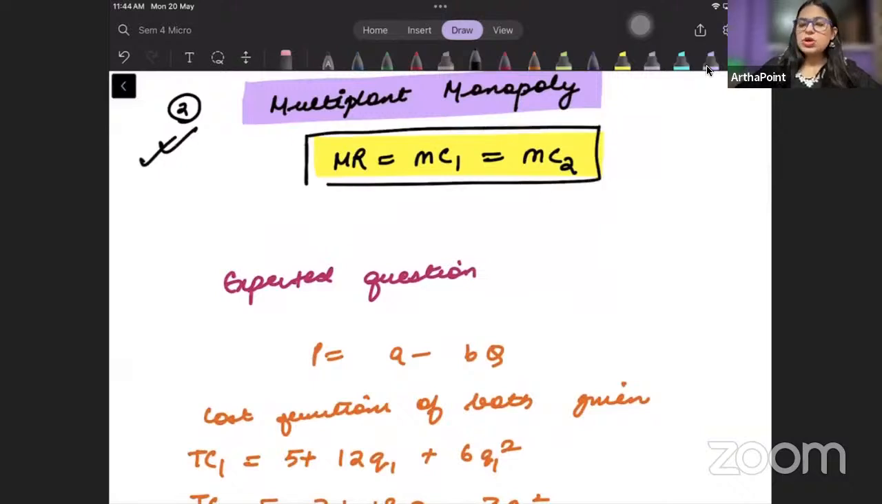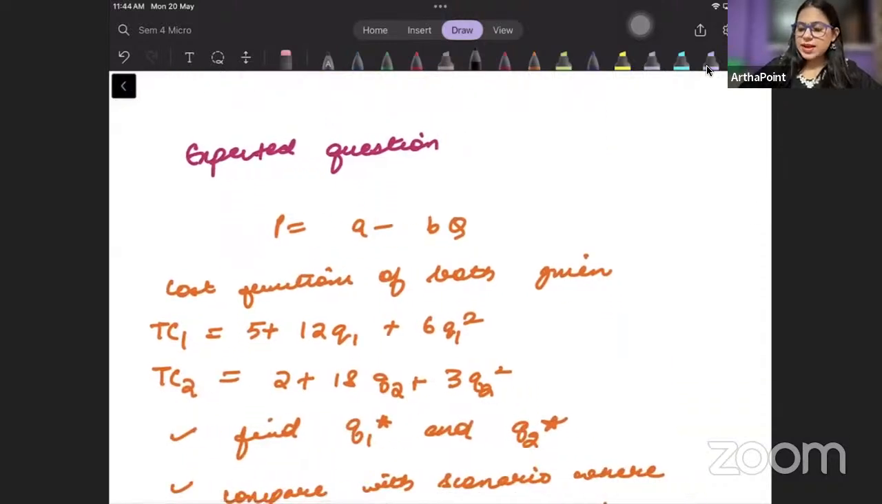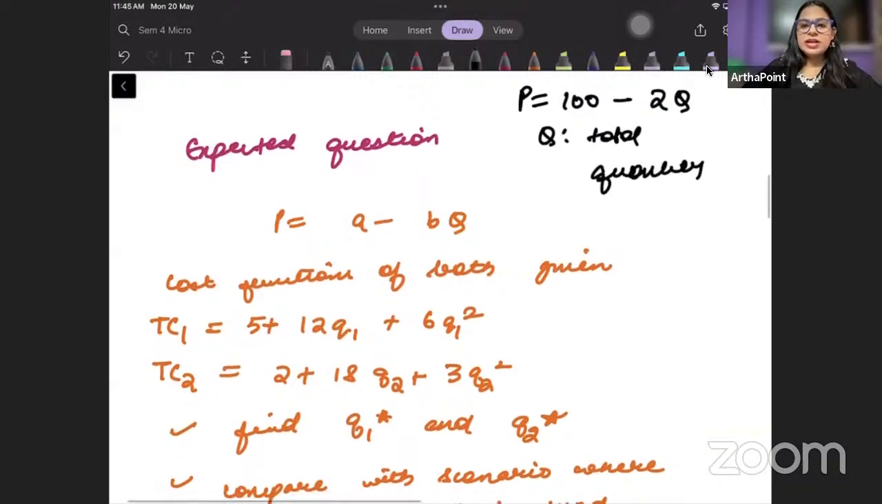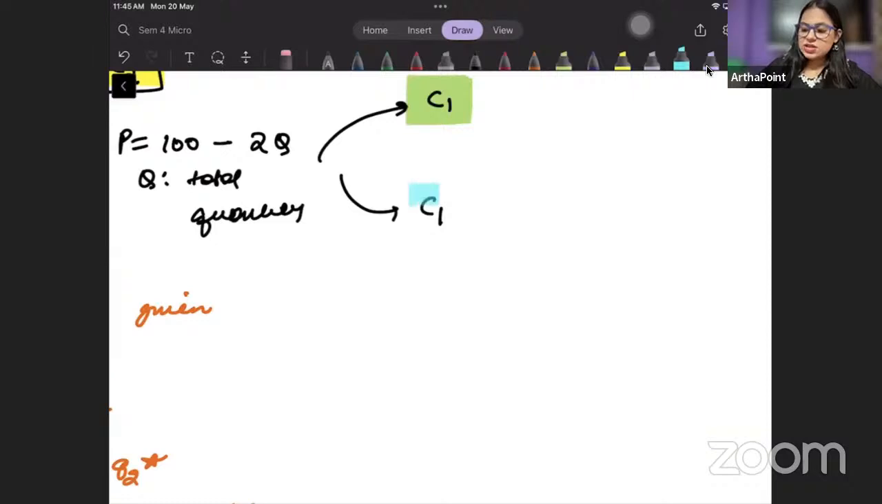multi-plant monopolist. So for example, I go ahead and I give you a function, like I gave you, P is equal to 100 minus 2Q, right? Where Q is the total quantity, right? And now what I told you is that there are two cost functions, cost function 1 and cost function 2. This is the cost associated with production in plant 1, and this is the cost associated with production in plant 2, C2, right?